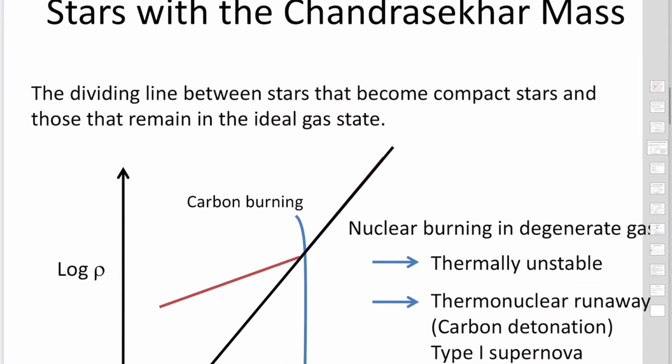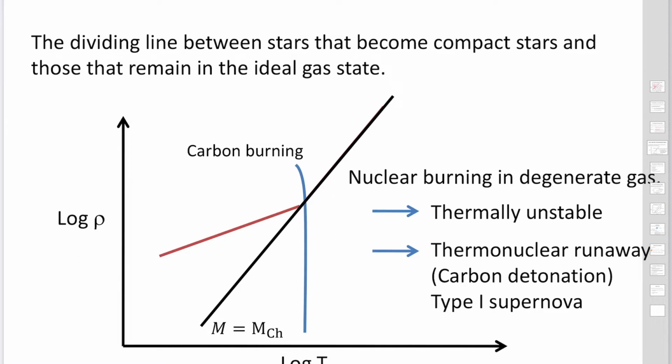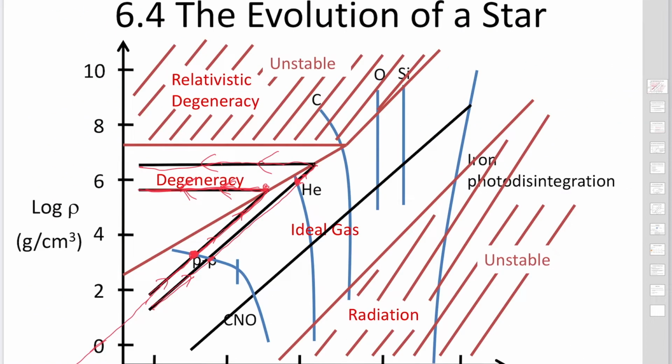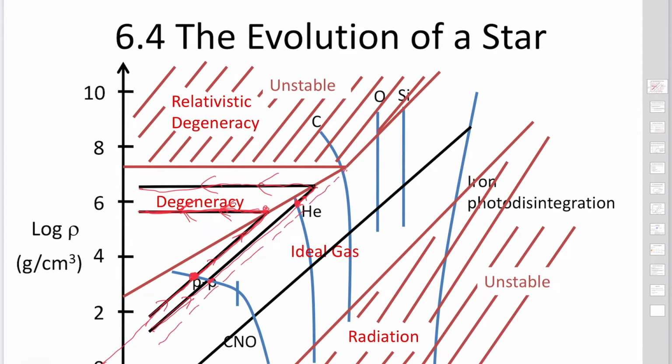Then the star with the Chandrasekhar mass. This is the dividing line between the stars that become compact stars and those that remain in the ideal gas state. Actually, this is close to the carbon burning. This is thermally unstable. This ends up with a type 1 supernova explosion. So when the mass is exactly equal to the Chandrasekhar mass on this line, the triple alpha reaction, the helium is burning at this point and the carbon burning, and it ends up in a supernova explosion. We call this a type 1 supernova explosion.